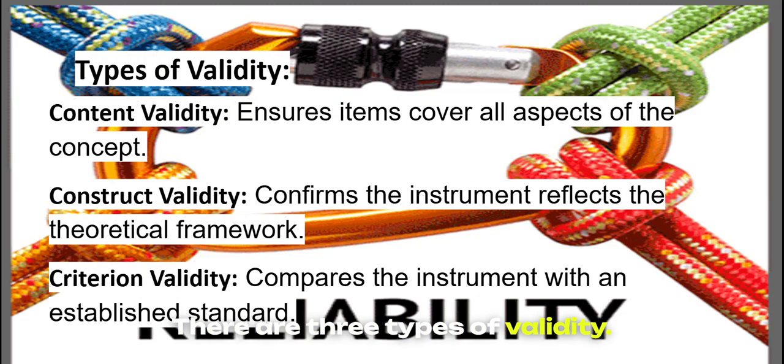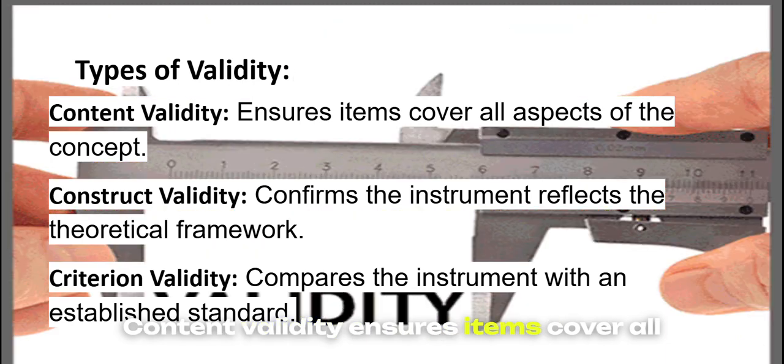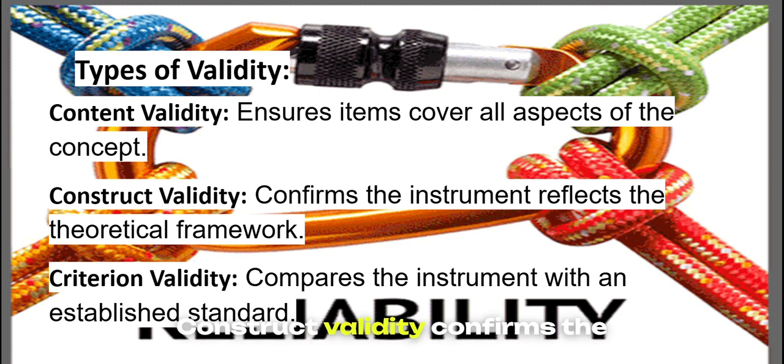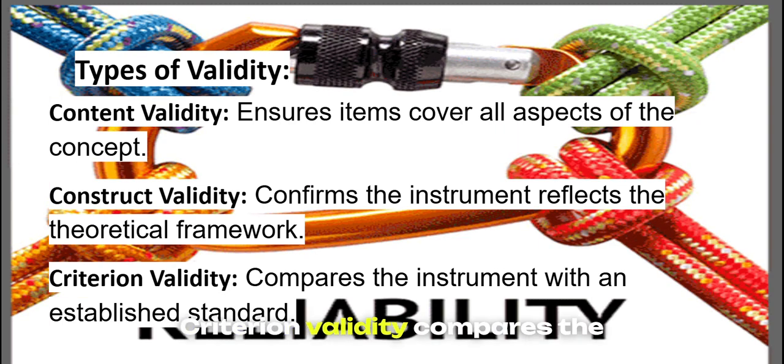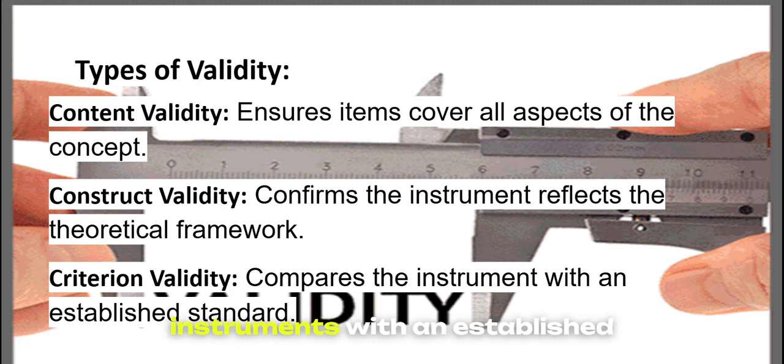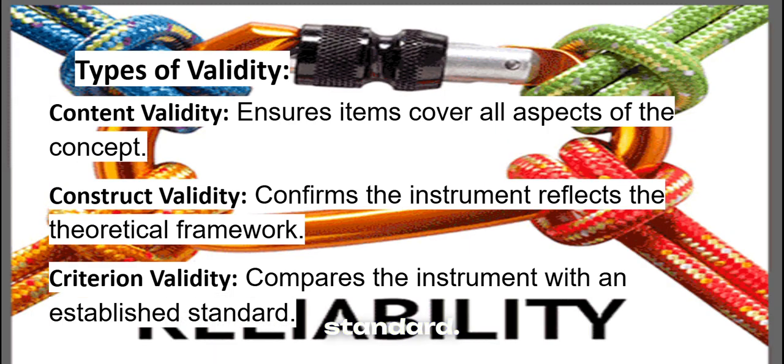There are three types of validity. Content validity ensures items cover all aspects of the concept. Construct validity confirms the instrument reflects the theoretical framework. Criterion validity compares the instrument with an established standard.